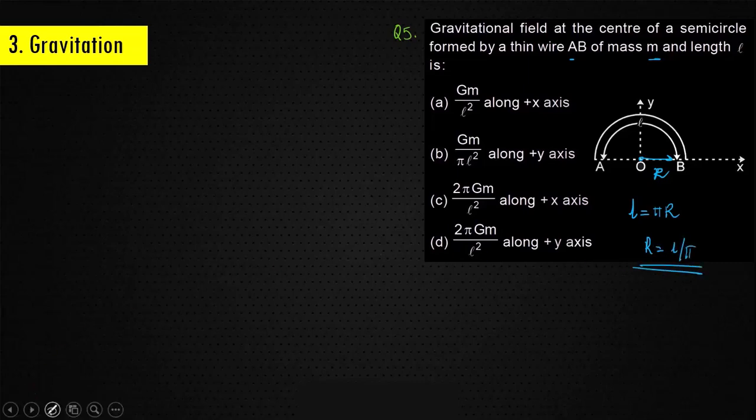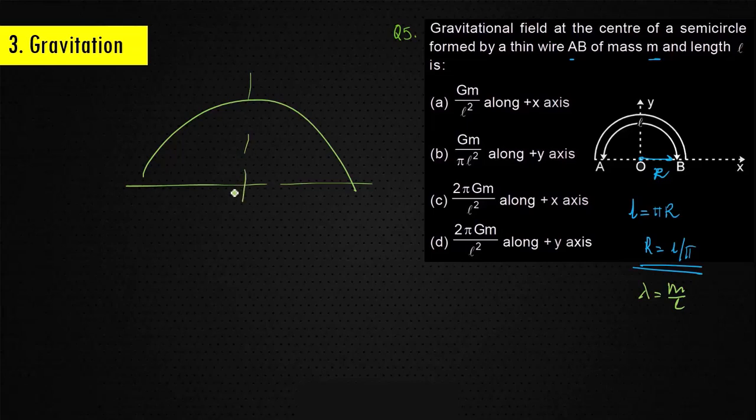And what is lambda? For this geometry, lambda is the mass per unit length, that is m by L. Now let us say this is an element of the ring. Moving from O at an angle theta, I take an element d theta. So dm equals lambda times r d theta, that is m by L into r d theta. That is the elemental mass.